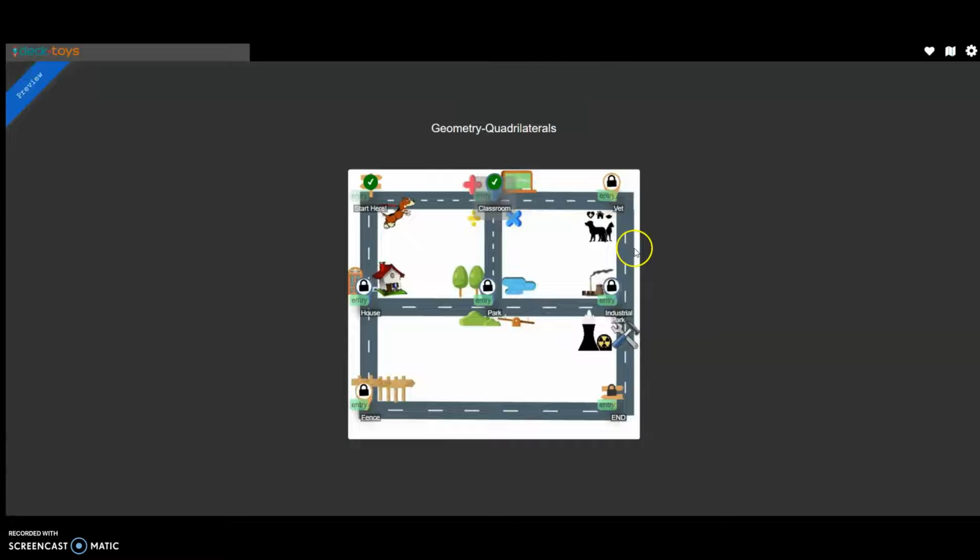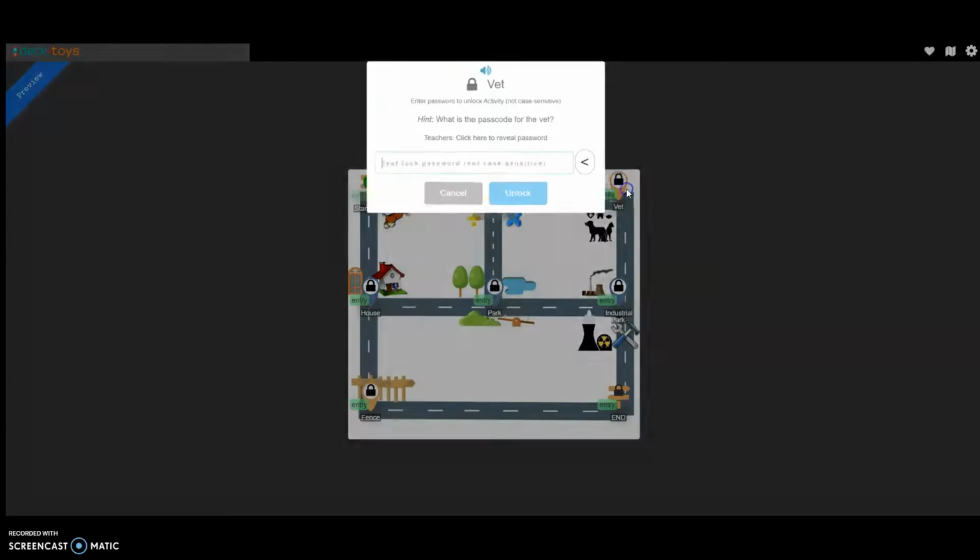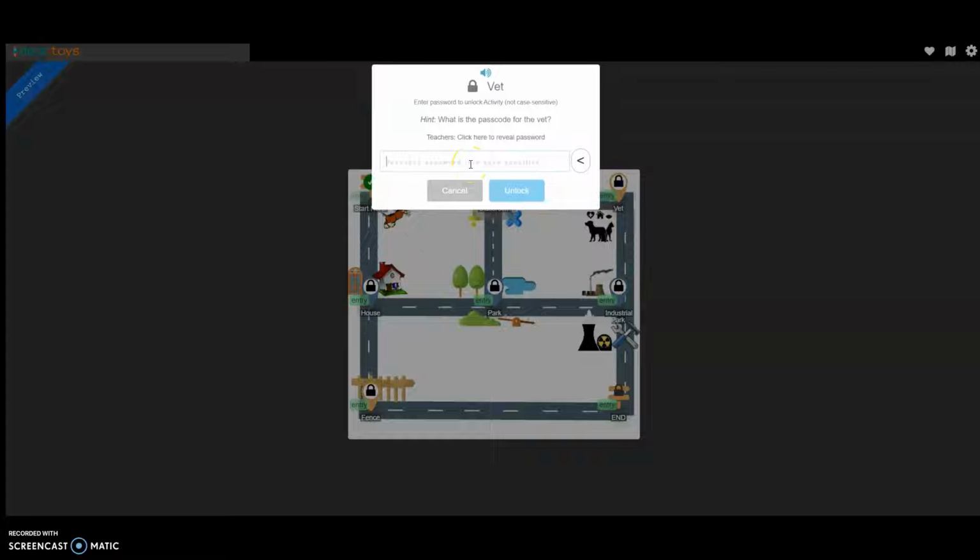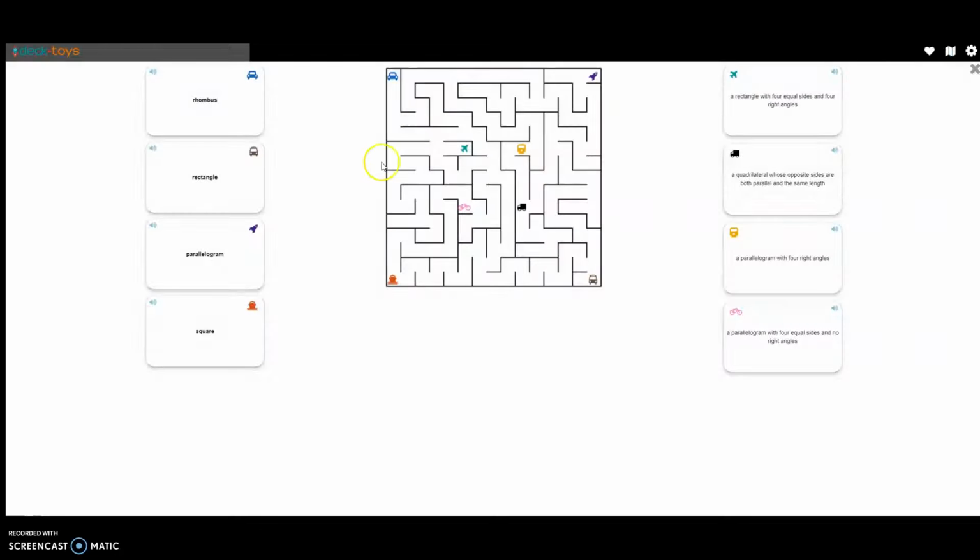All right, so there's 2 places. Let's say we go to the vet first. All right, passcode for the vet was puppy power. I wrote it down. Continue. All right, we're in here. Here's a study set. So we're going to match some definitions.